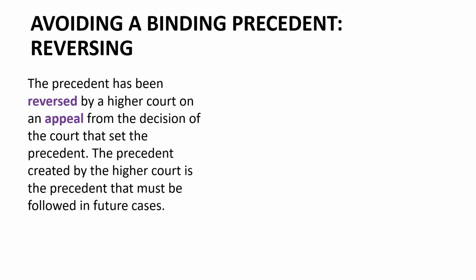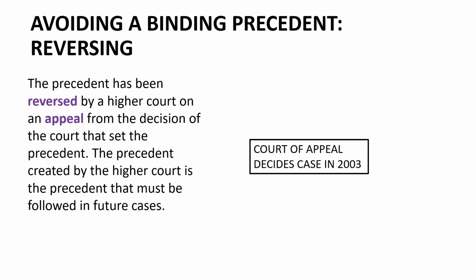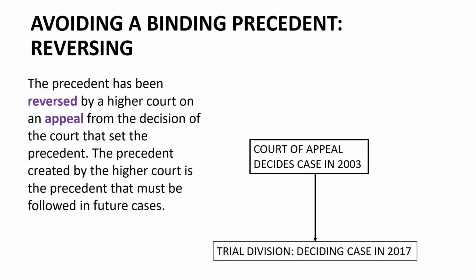The third way in which a court can avoid or get around a precedent that would otherwise be binding on it is if that precedent has been reversed by a court on appeal. Let's look at an example. Let's suppose that the Court of Appeal made a decision in 2003 and that the Trial Division of the Supreme Court, which is lower in the court hierarchy than the Court of Appeal, is deciding a case in 2017.